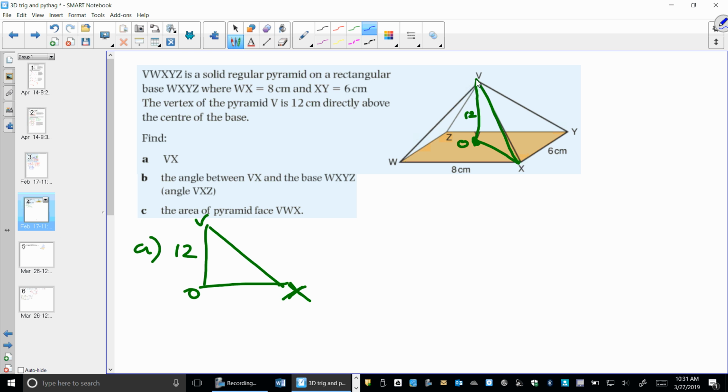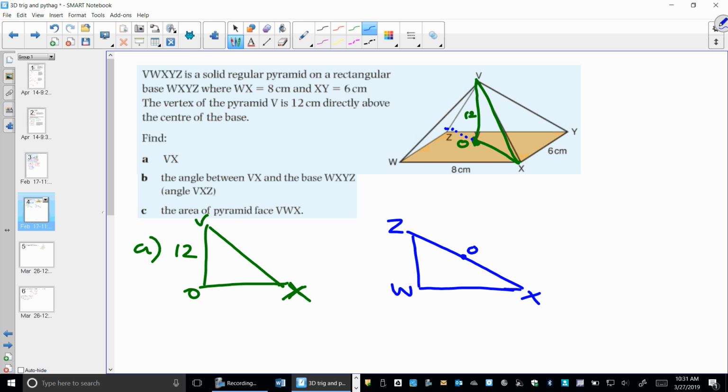So do you think there's a way of thinking, if we extended that, and then you use the 6 and 8? So if that was Z and that was X, O's here smack bang in the middle, isn't it? So it's just half of it. Because we know O is in the center, we need to know just OX. If we found ZX, which is the whole diagonal, then obviously from O to X will be half of that.